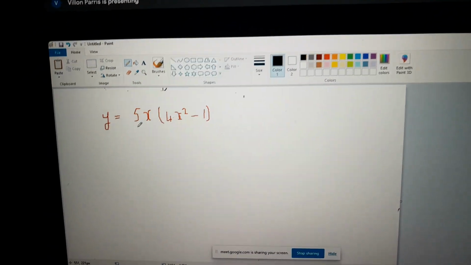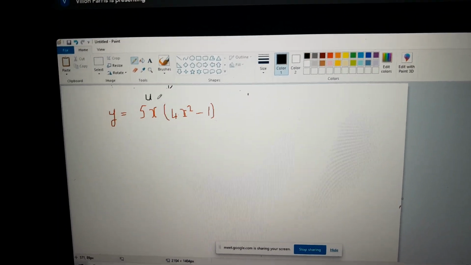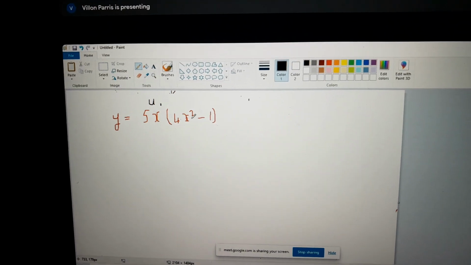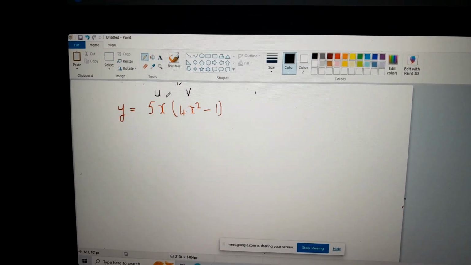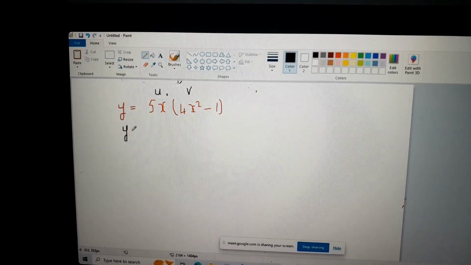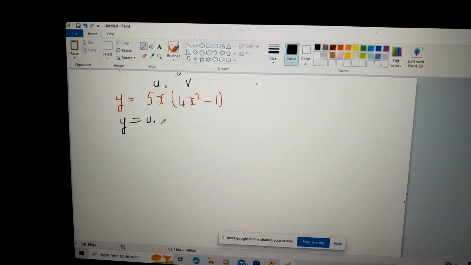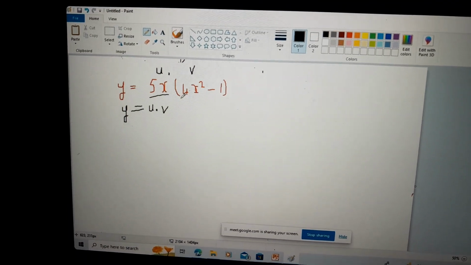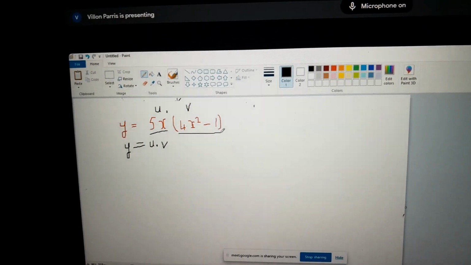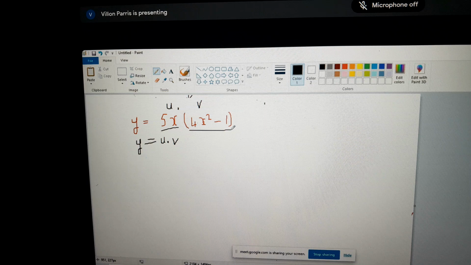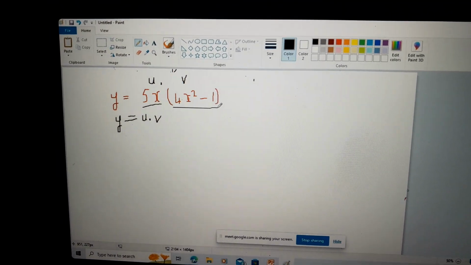So in this case, we can take 5x as a separate function. We'll call this function u, and 4x squared minus 1, we'll take this function and call it v. So we're looking at y is equal to u multiplied by v. So we can look at it as two separate functions. Is this clear with everyone? Yes, sir.